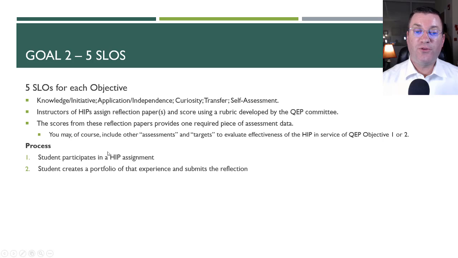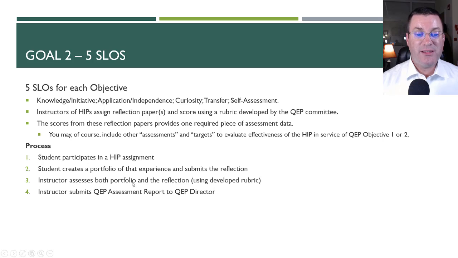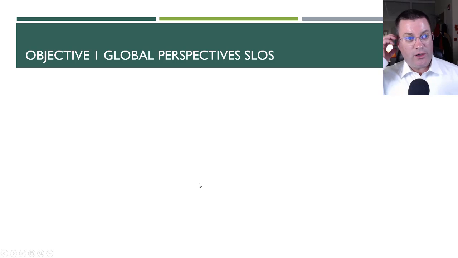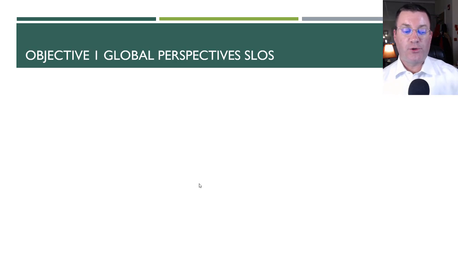The process is the student participates in a HIP. The student creates a portfolio of that experience and submits the reflection. The instructor assesses both the portfolio and the reflection using developed rubrics. The instructor submits the QEP assessment report to the QEP director, and all of that we've already talked about. So here are the 5 student learning outcomes for Objective 1, Global Perspectives.